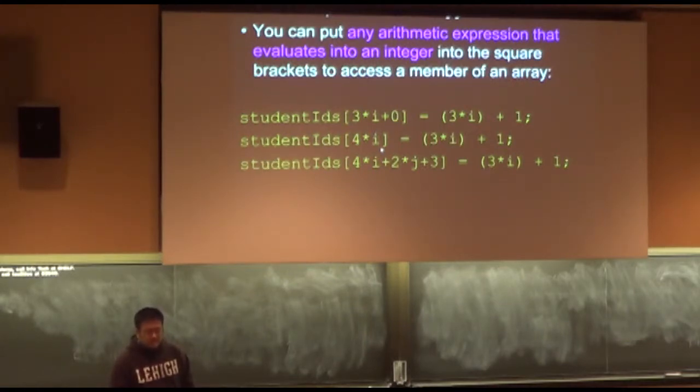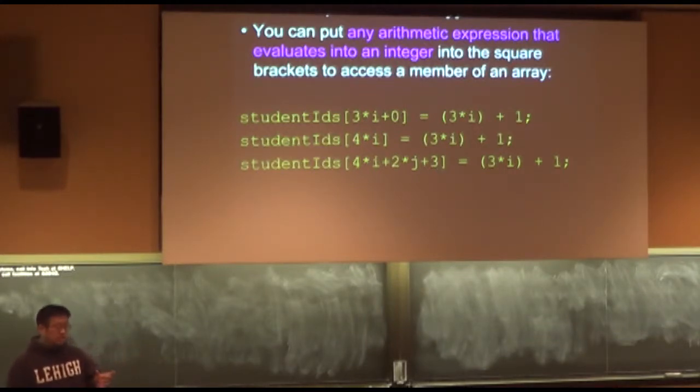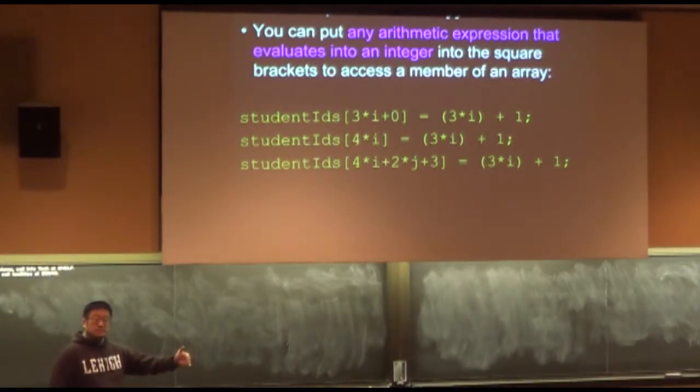I could do this with quadruplets if I wanted to, or I could have any arbitrary mathematical expression that provides an integer at the end to reference a member in this array. And it could be the case that this expression is pretty complicated, but it's essential for the programmer to make sure that no matter what happens, this expression never produces a value that's larger than the size of the array.